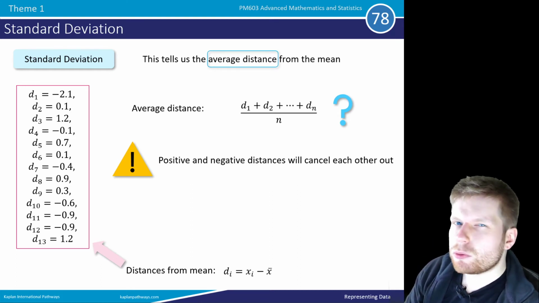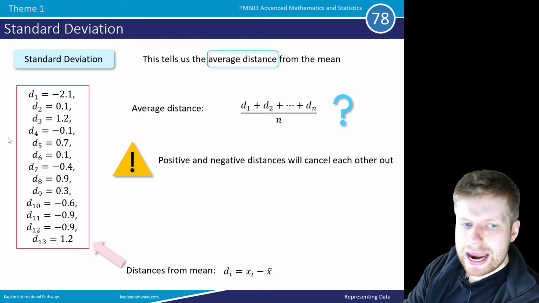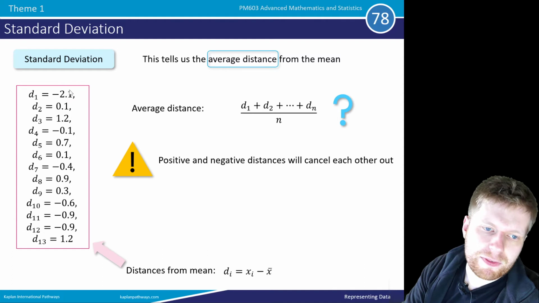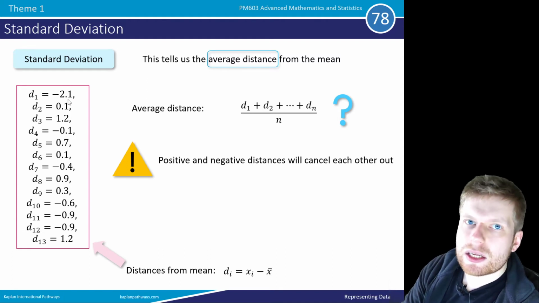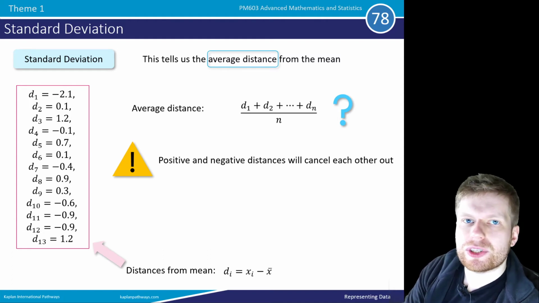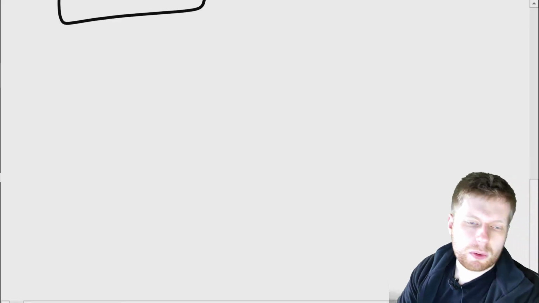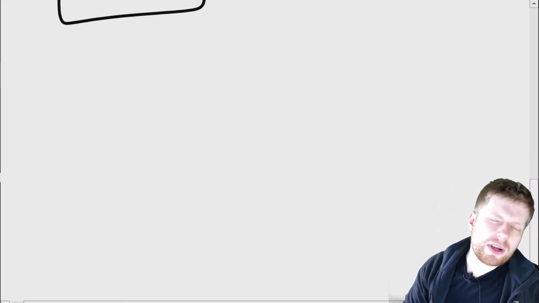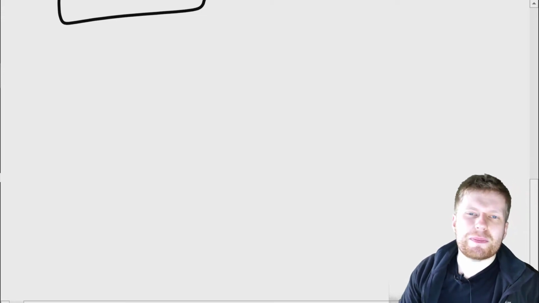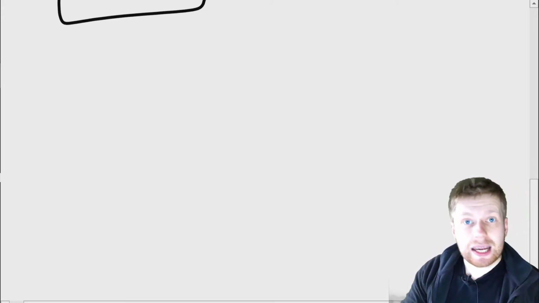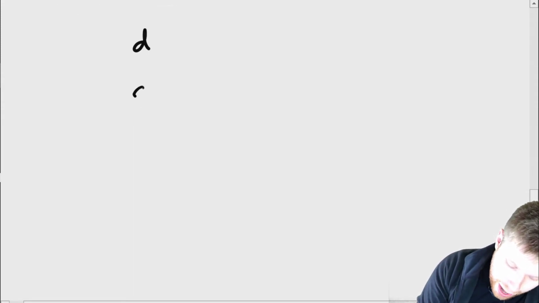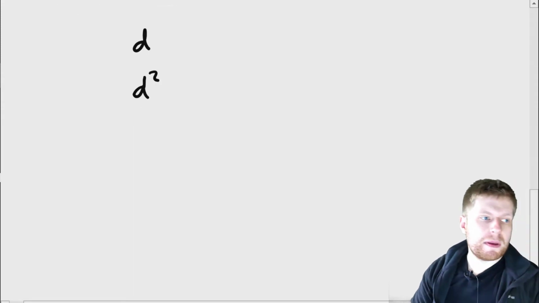The issue is, however, this will take a lot of time. So what I really want is an operation which I can apply to all of my values, and they'll always end up positive regardless of whether they were positive or negative to begin with. Well, fortunately, there's one really easy way of doing that. Hopefully you can think of an operation which makes everything positive, and it's squaring. So if I take my distance and then square it, that will always be positive.